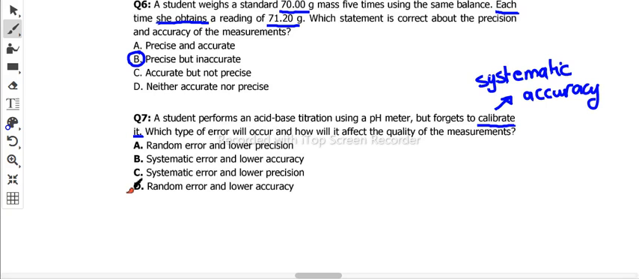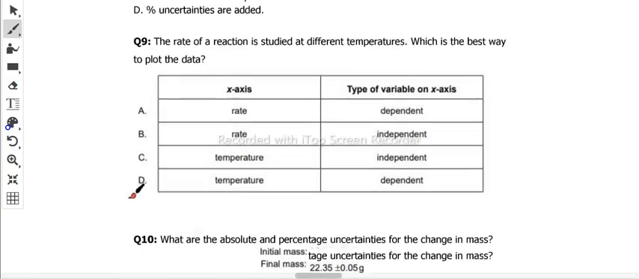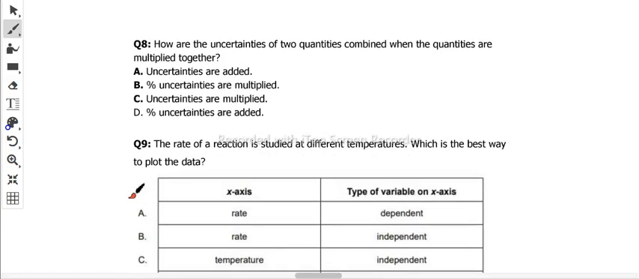So the answer, it's a B answer. Anytime you have systematic, it affects the accuracy, but the random error affects the precision part. Continuing now with question number 8.